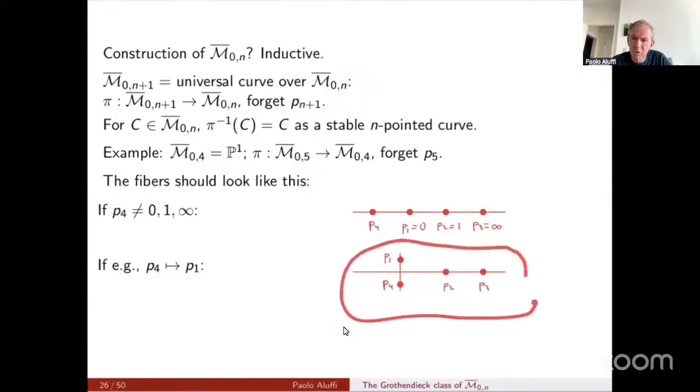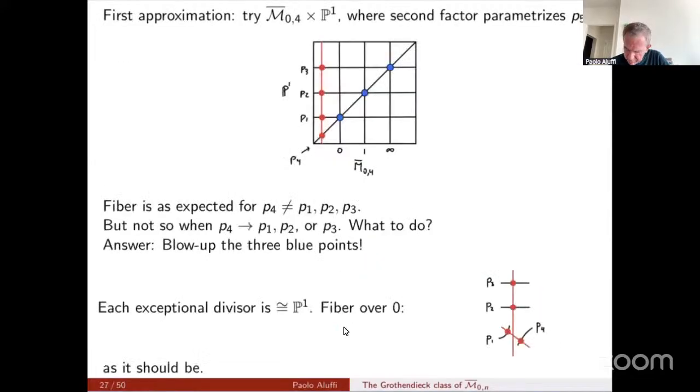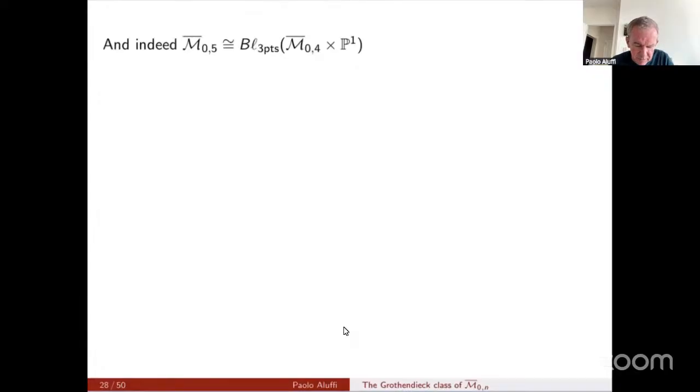So this is a way to construct a space that does this magic recipe of sprouting extra components and placing points on it. So the bottom line is that M05 bar is the blow up at 3 points of M04 bar cross P1. That's the beginning of your inductive construction.